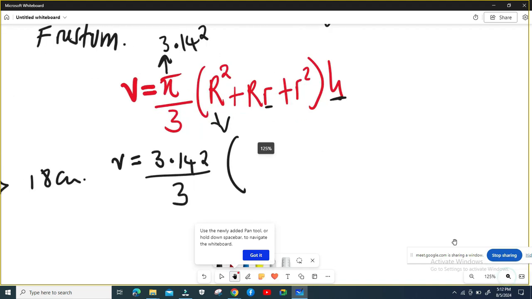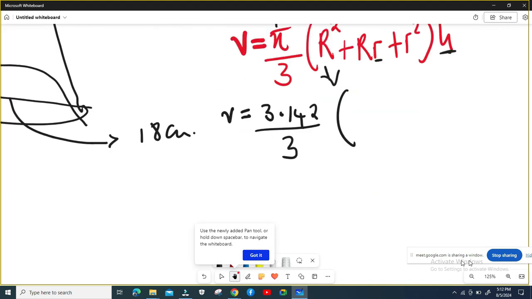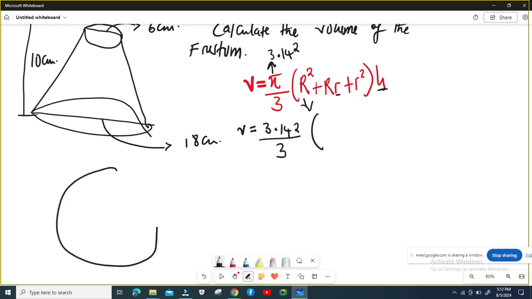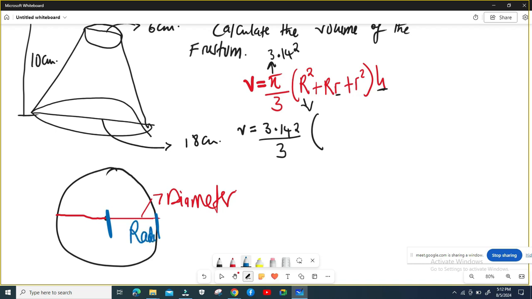Let me explain. If this is a circle, it has a center. A length that starts from the circumference, passes through the center, and goes to the other part of the circumference is called a diameter. However, half of a diameter is what we refer to as a radius.